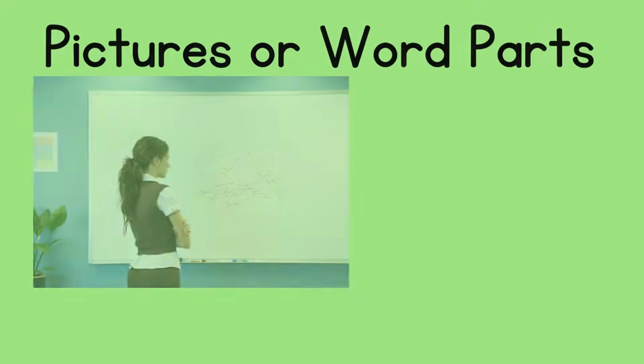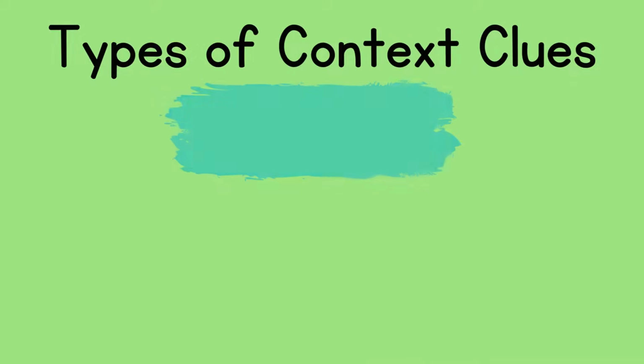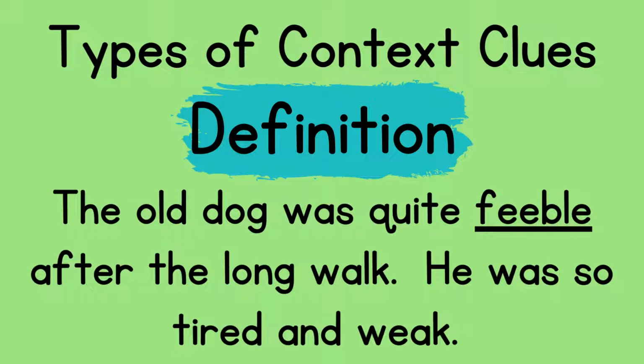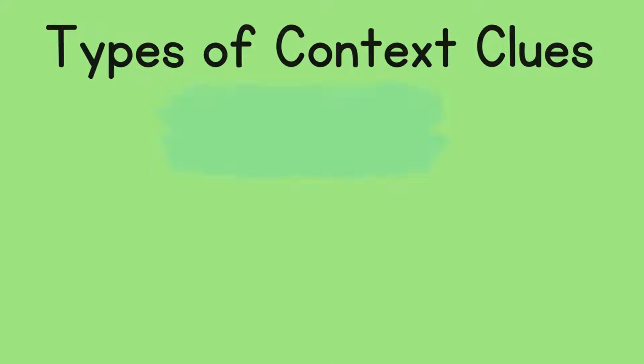We can use pictures or word parts, such as a prefix or a suffix, to understand complex words. But we'll look at 4 other ways to conquer the meaning of new words. One way to use context clues is to see if the author has included the definition. The old dog was quite feeble after the long walk. He was so tired and weak. Do you see how the definition was included in the next sentence, where it says he was so tired and weak? So we can see that feeble must mean tired and weak. They put the definition right there.